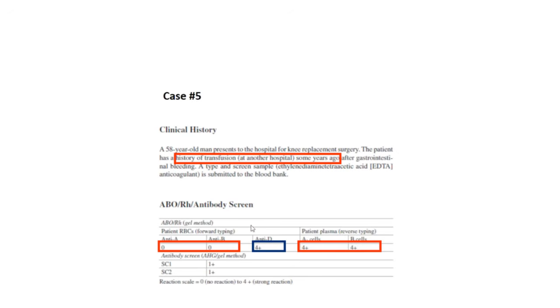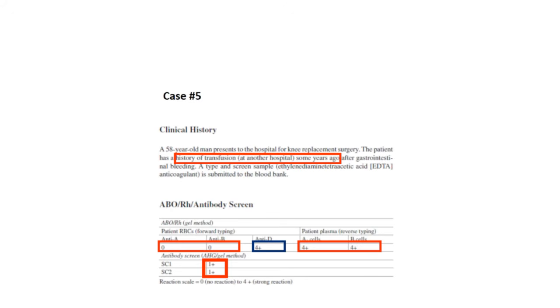And our screening cells? So both screening cells are showing positivity on the gel method. Right. So now we're actually using a different methodology here. Gel is a little bit different than tube testing. In tube testing, we add our reagent cells and patient plasma to a tube, and we swirl and we look for agglutination.